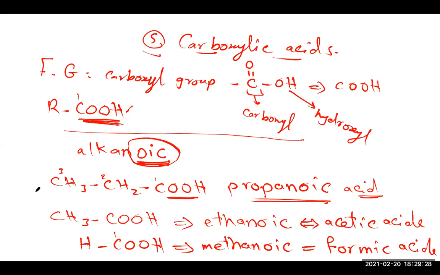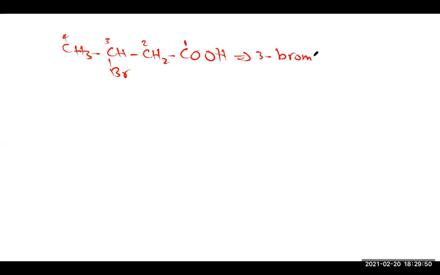And of course, if you have a substituent, you need to name the substituent first. Let's take one with a substituent. CH3, CHBr, maybe CH2, COOH. Okay, this one with a substituent here. So I will always start from this one. So it will be 1, 2, 3, 4. So it will be 3-bromo, and 4 carbons, it means butanoic acid. Okay, let's take examples for this one.